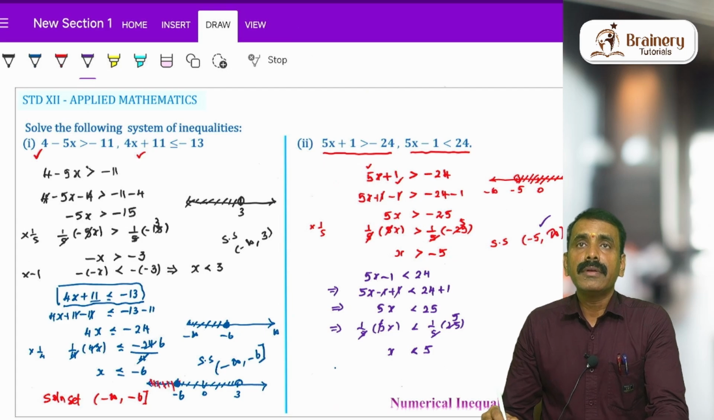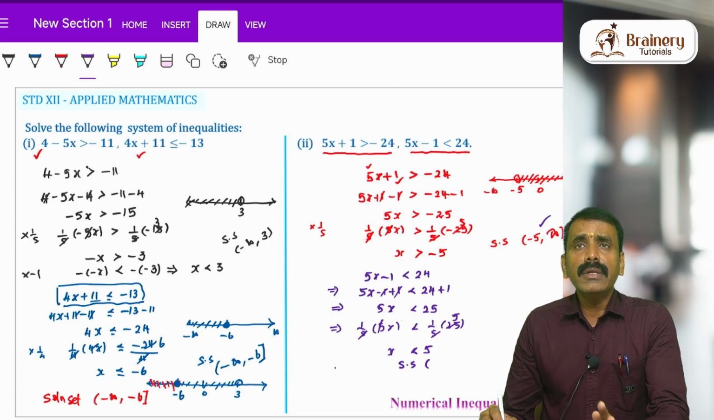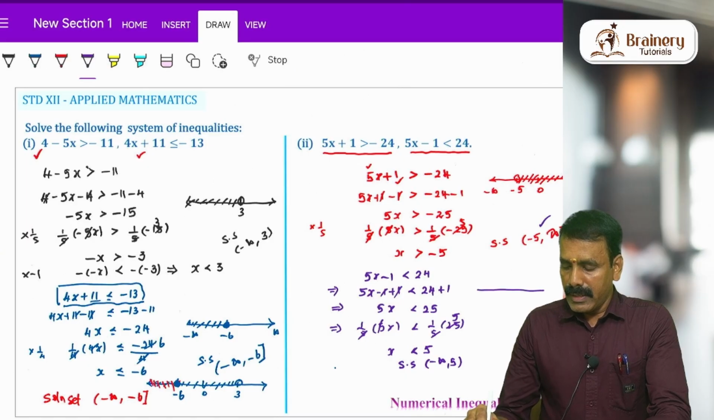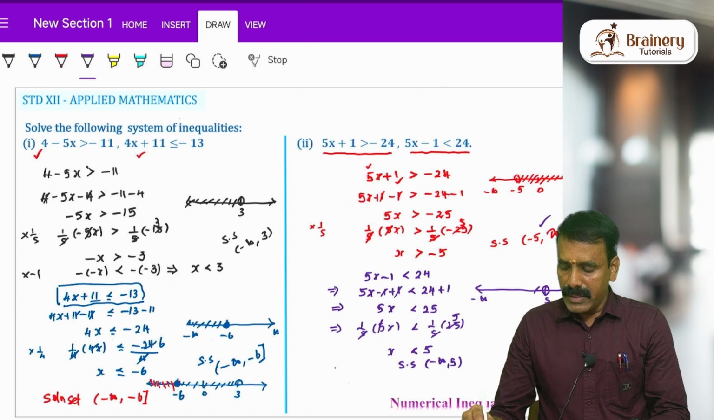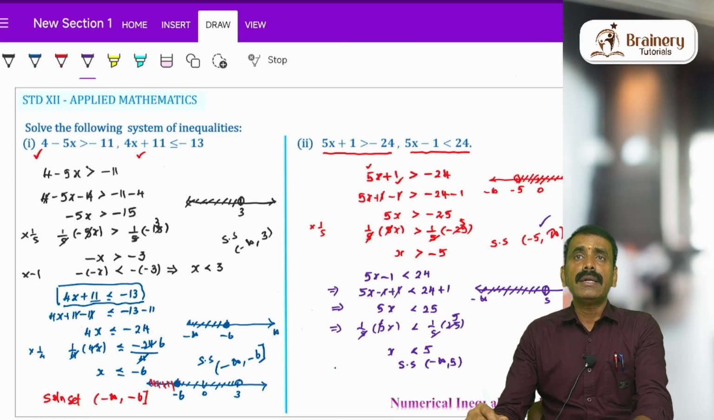x is less than 5. So the solution set will be any number less than 5. All the real numbers which are less than 5 will be the solution set for this particular inequality. So it is minus infinity to 5. If we draw the real number line and mark it, it will be minus infinity to plus infinity. Plus 5, we encircle because we are going to omit that 5, and we shade the left side part. So this is the solution set for the second linear inequality.